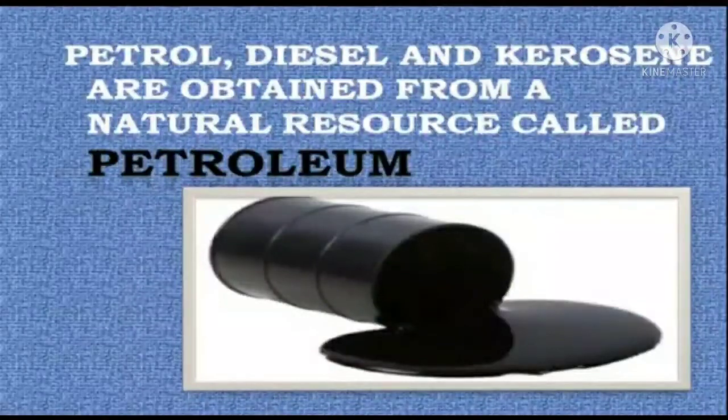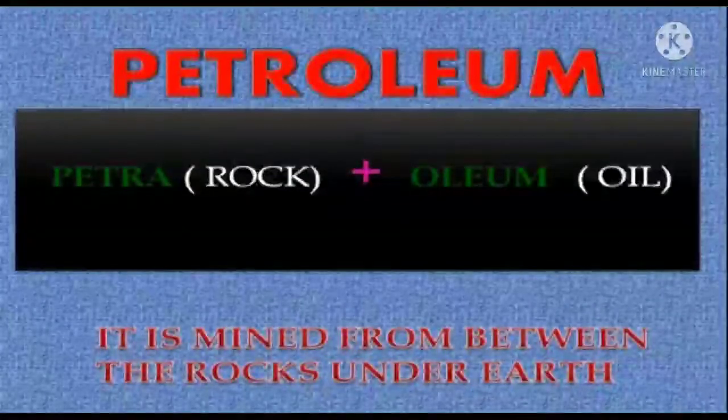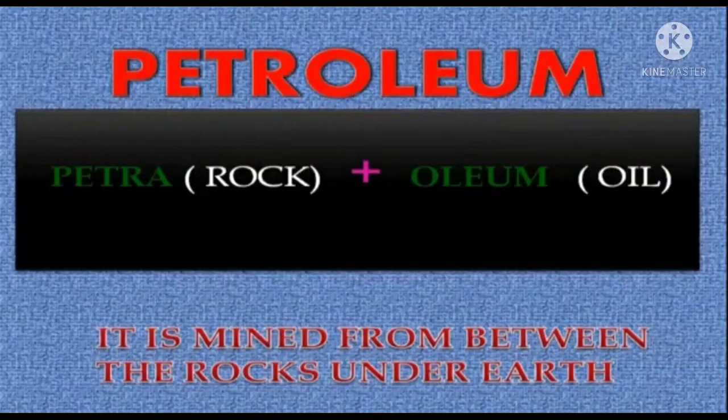Petrol, diesel and kerosene are obtained from a natural resource called petroleum. The word petroleum is derived from petra, which means rock, and oleum, which means oil, as it is mined from between the rocks under the earth.